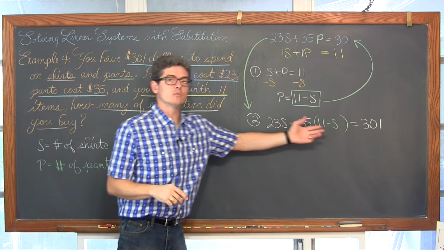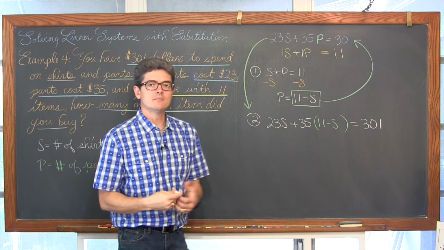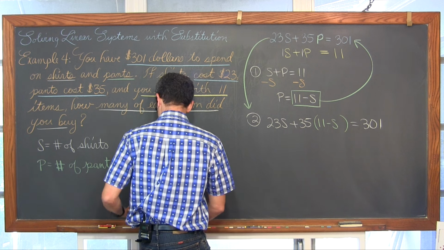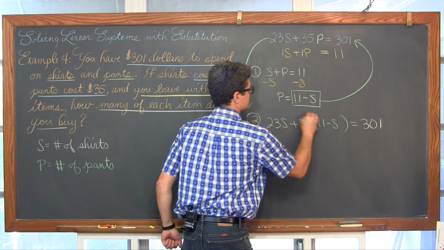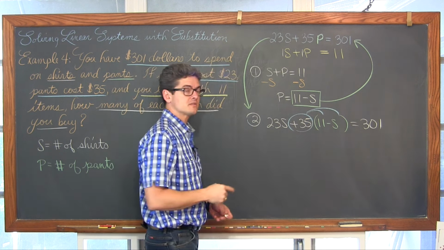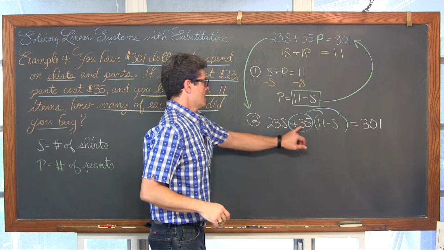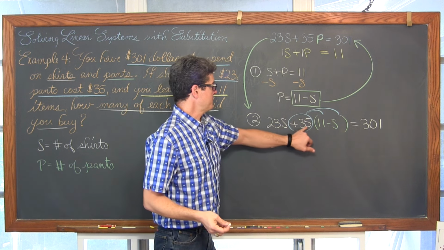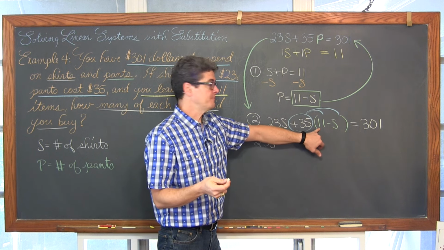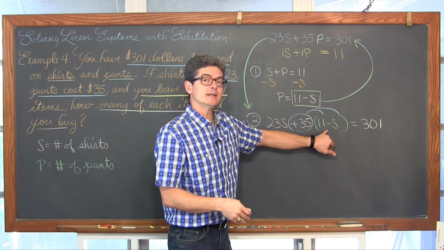This happens a lot with solving systems of equations with the substitution method: we get these lengthy multi-step linear equations. So once again, like we've talked about before, we're going to multiply the value that's in front of the parentheses through the parentheses. We have 23s. We have 35 times 11. Now 35 times 10, that's the tens place, is 350. And then we have 35 times 1, which is another 35.